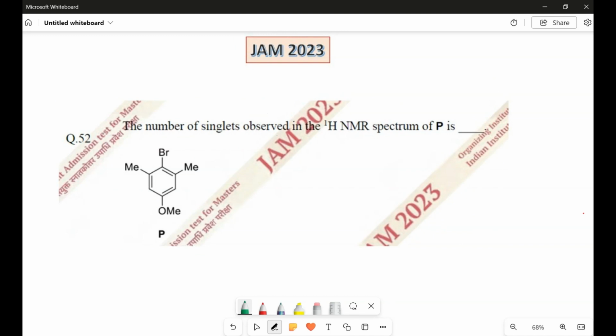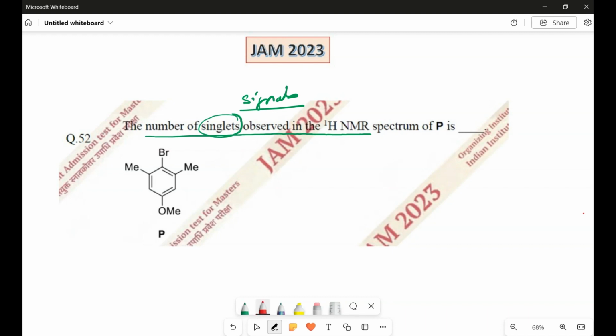Okay, the last problem for this video is JAM 2023. They've asked for the number of signals observed in proton NMR. So it is singlets actually. So we have to look into the coupling parameters, the spin coupling, but here we can stick to the number of signals, so they will remain the same. I'll discuss this in the next video regarding spin coupling and spin splitting, whereby I'll detail the coupling between the neighboring partners.